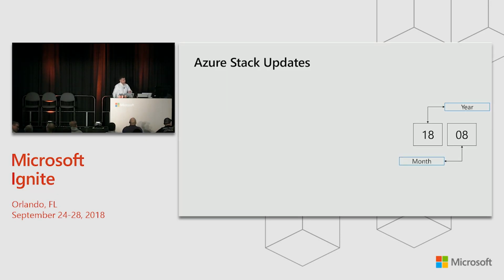So I'm going to go back to talking about Azure Stack updates, right? Updates are generally provided to you once a month, and we name them according to the month and year. So you will hear of a term called 1808. That means it comes in 2018 and it's the 8th month of the year. That's what 1808 basically means.